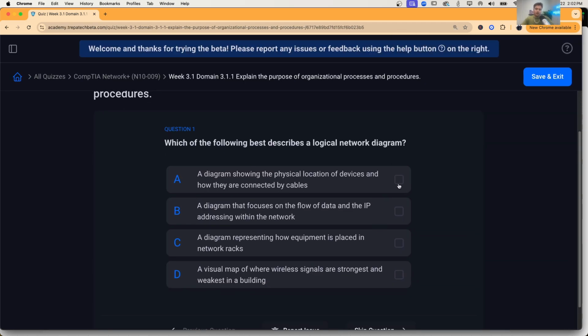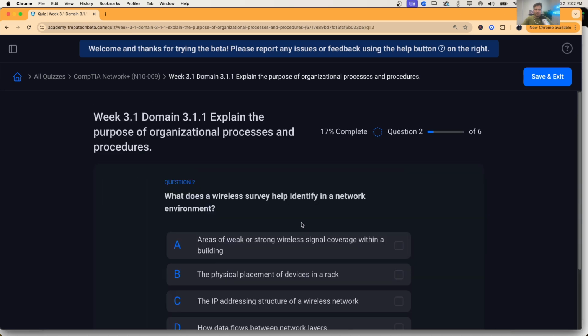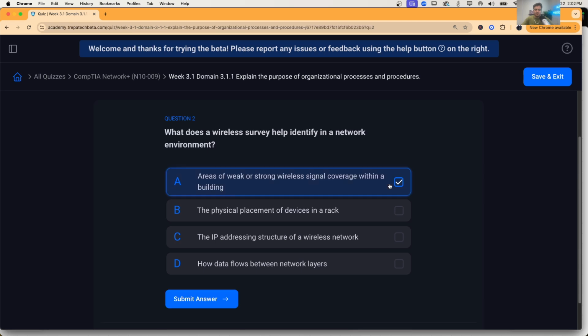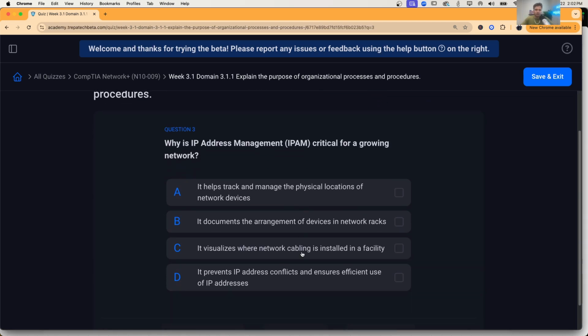Question 1. Which of the following best describes a logical network diagram? Okay, logical diagram. I'm going to go with B here. A diagram that focuses on the flow of data and the IP addressing within the network. Awesome. If you want an explanation, we can see that here. Question 2. What does a wireless survey help identify in a network environment? Wireless survey. We're going to go with areas of weak or strong wireless signal coverage within a building. That was a pretty easy question because the other answers just made zero sense.